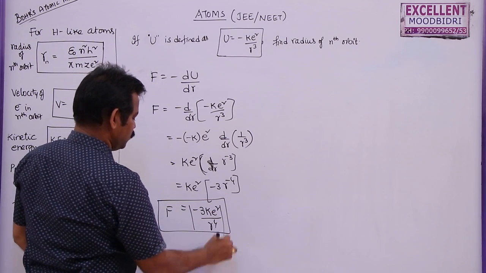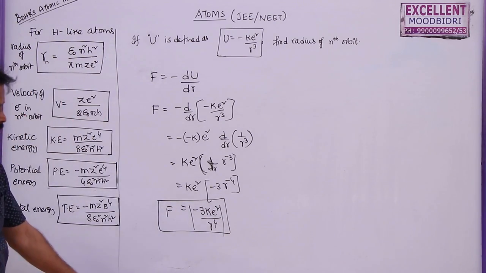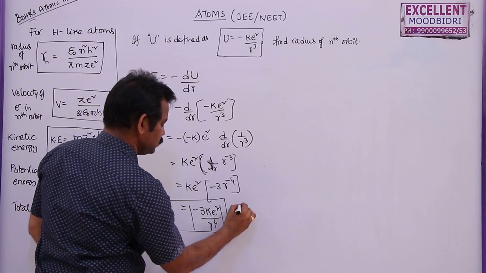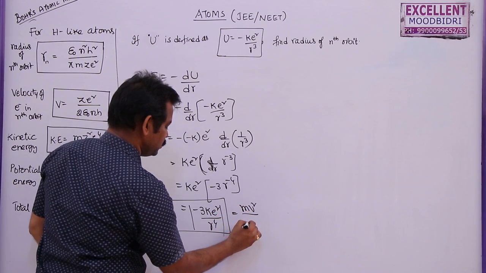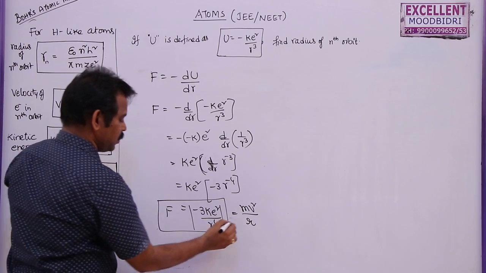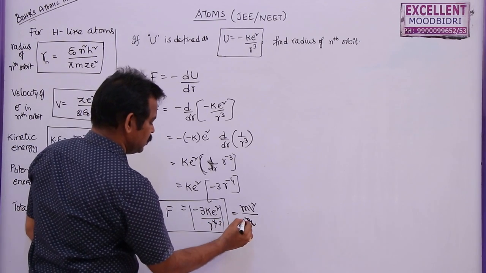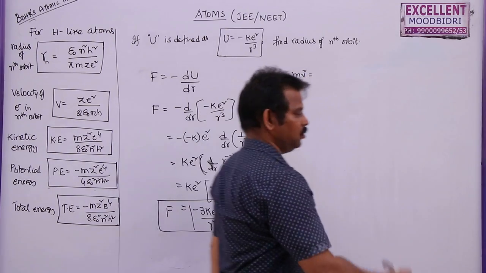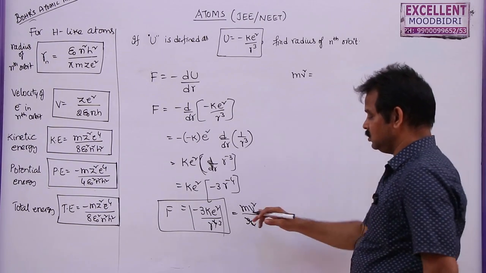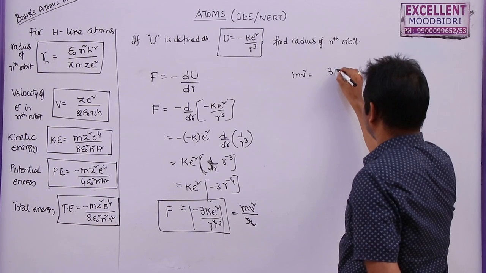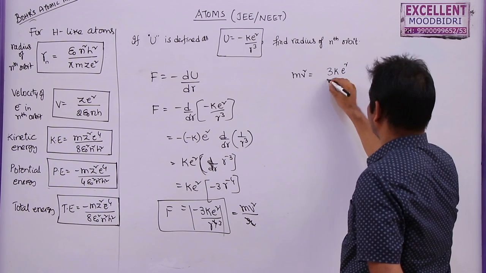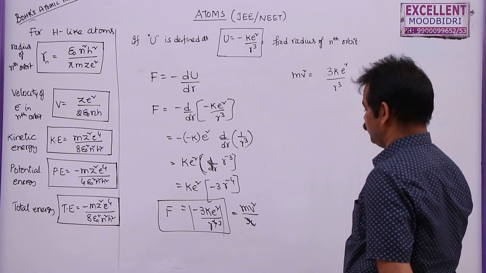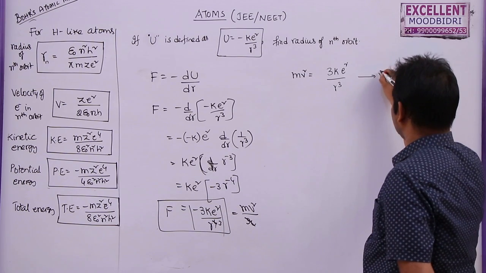The magnitude of force is given by 3 k e square by r power 4, which is equal to, this will provide the centripetal force, which is equal to mv square by r. Here r and r get cancelled. So you can write mv square, mass into square of the velocity, is equal to 3 k e square by r cube. Now I will take this as equation 1.